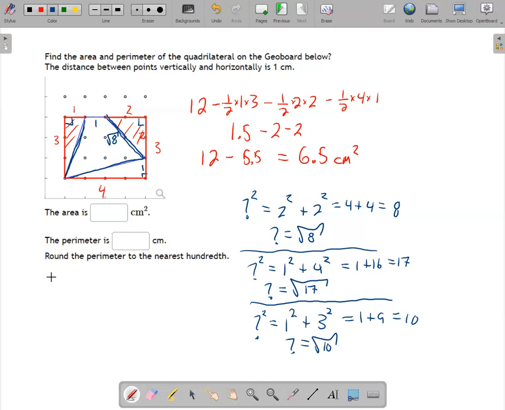So altogether, our perimeter is 1 plus the square root of 8 plus the square root of 17 plus the square root of 10. And square roots don't really behave well with addition. So the only thing we can do with this is whip out a calculator. We can't combine those in any meaningful way.